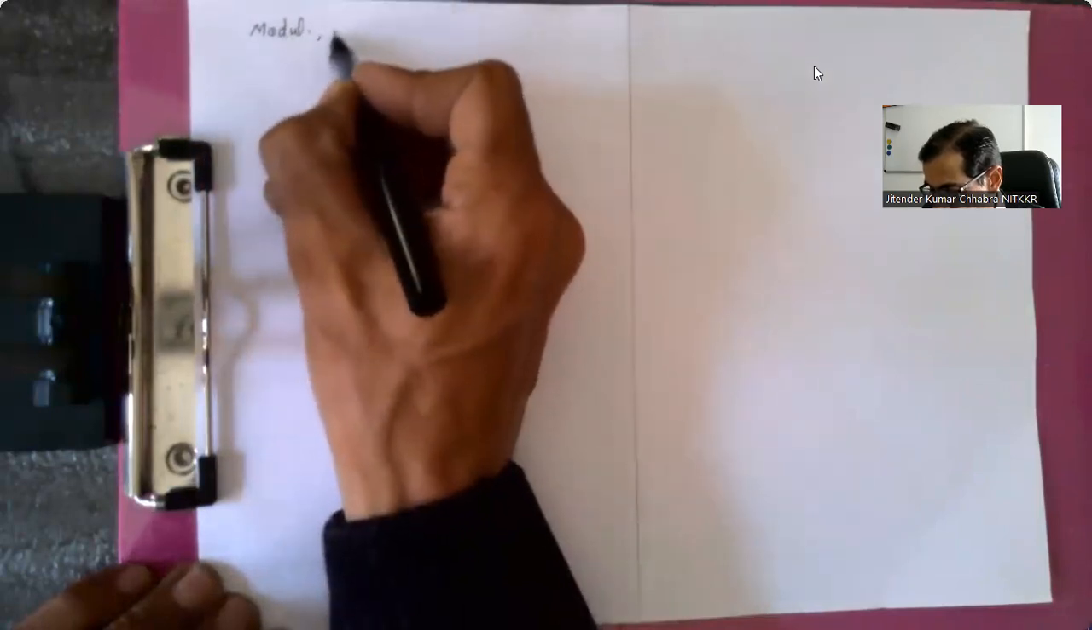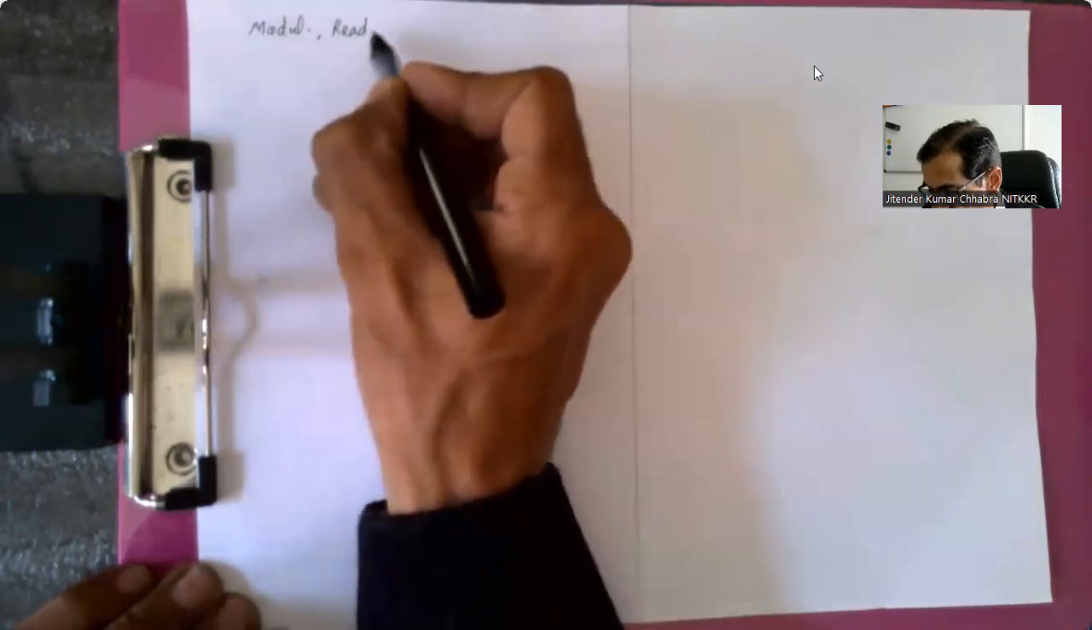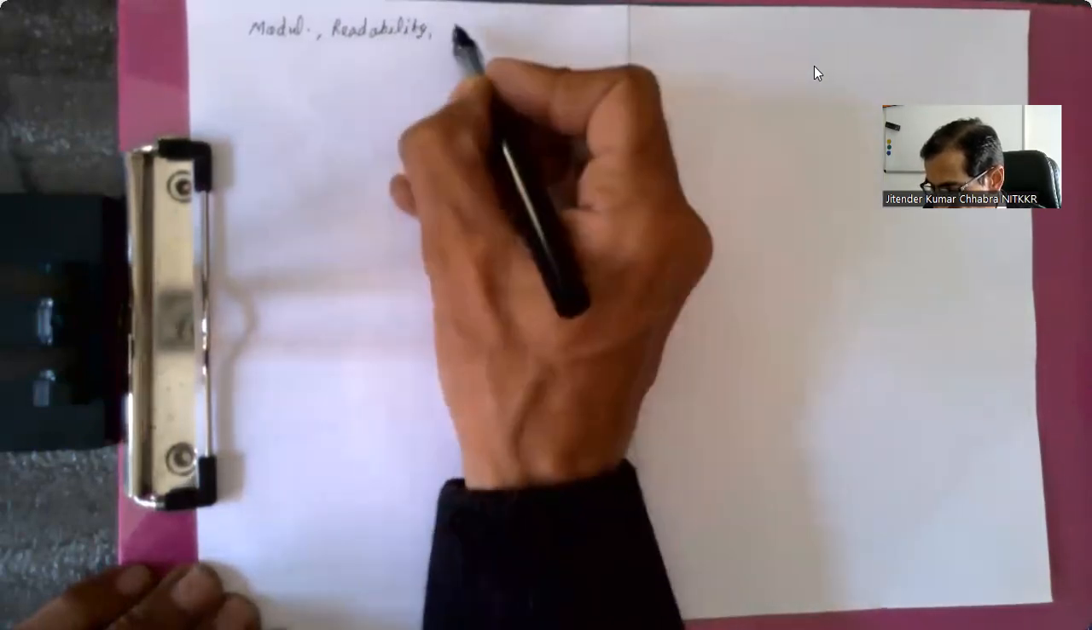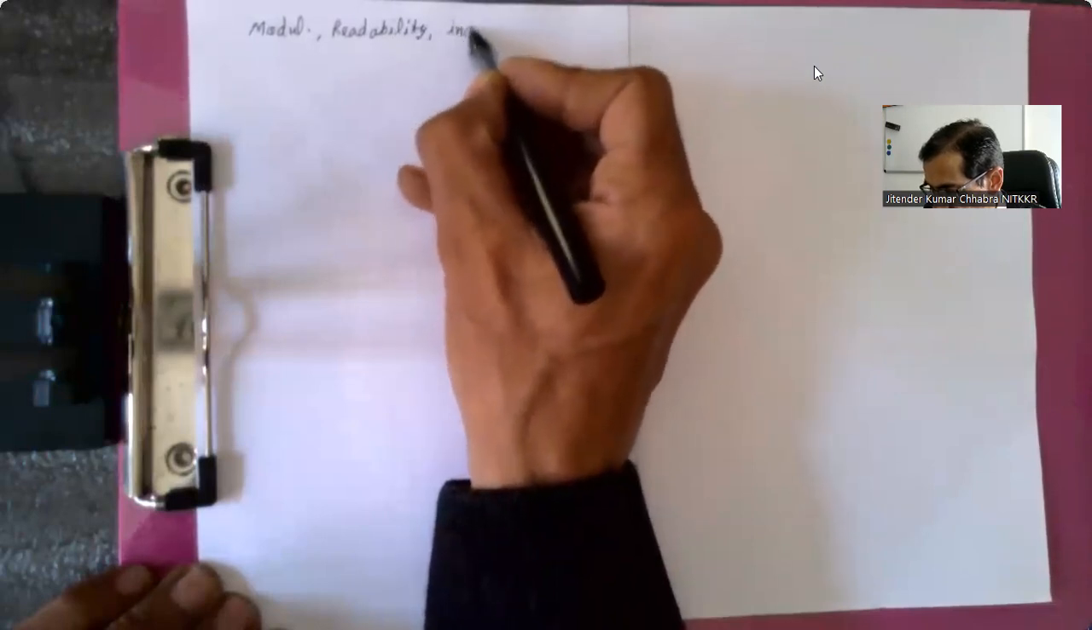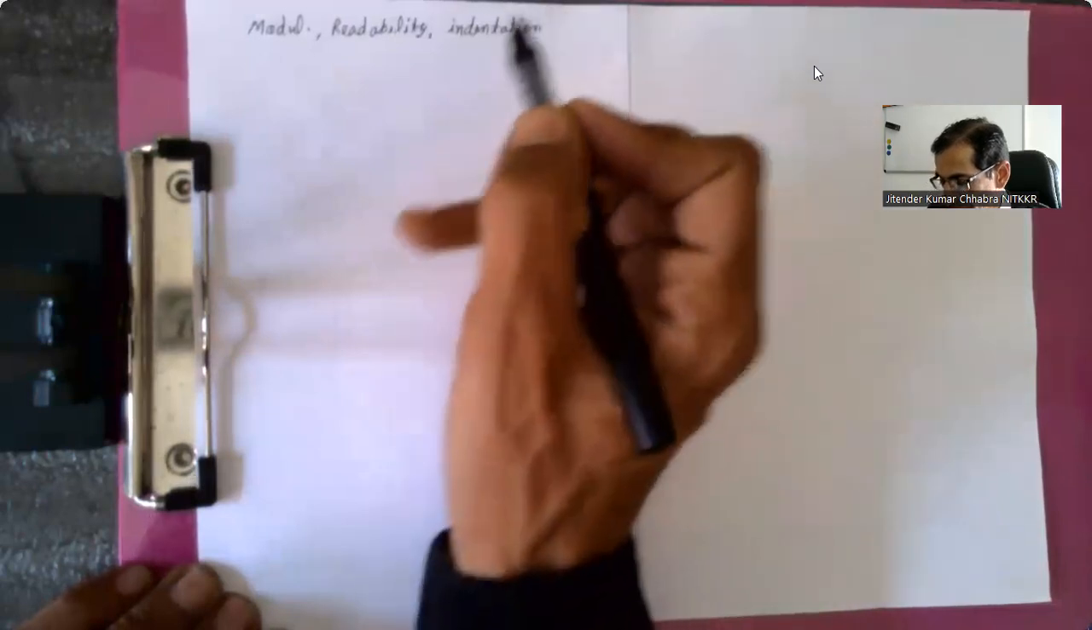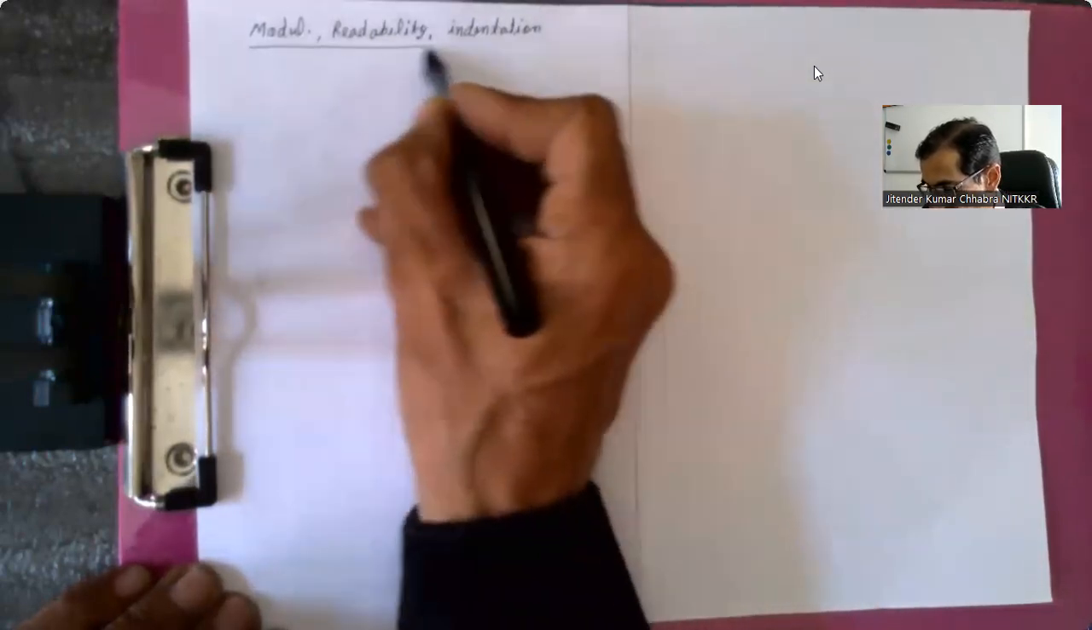In yesterday's class, we discussed the basic important features of programming, namely modularity, readability, indentation, and of course correctness, which we have always targeted. So I'm sure now you know these features, and let's start using them towards programming at every level.